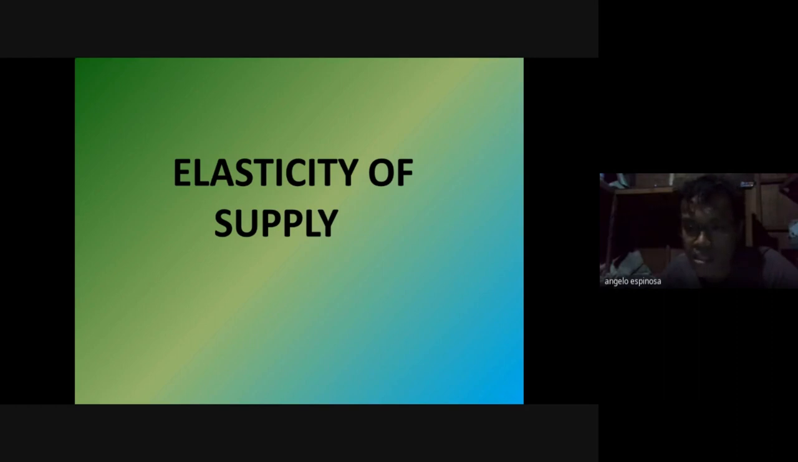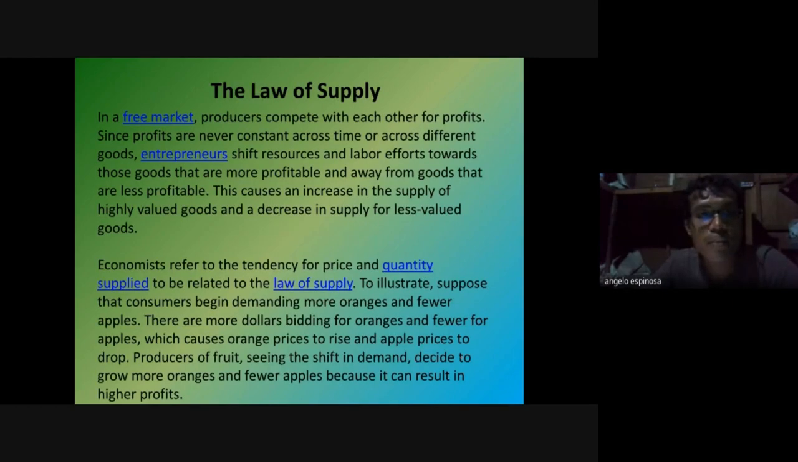Okay? So let's proceed now to our next discussion, and that is elasticity of supply. So don't worry, guys, kasi konti lang to. Konti lang talaga to. Okay? So we talk about the law of supply. Parang ganun lang din siya sa elasticity of demand. However, ang pinag-uusapan dito yung law of supply. Ano yung law of supply?